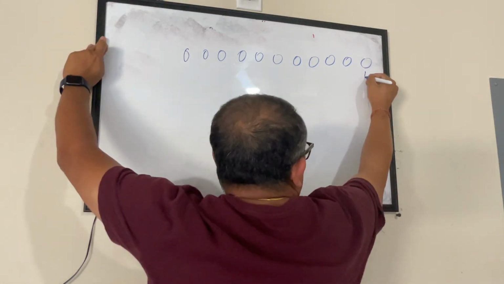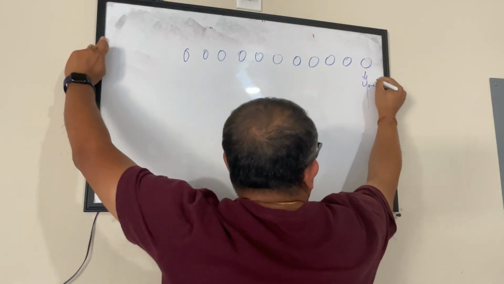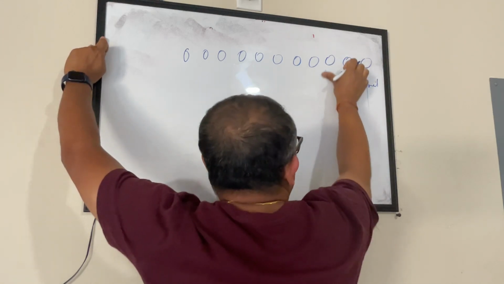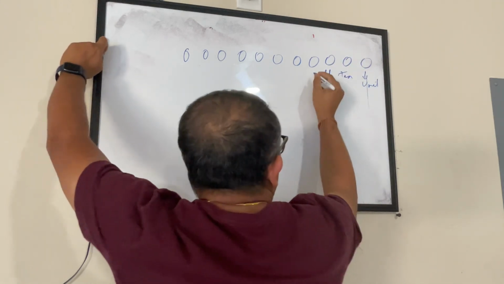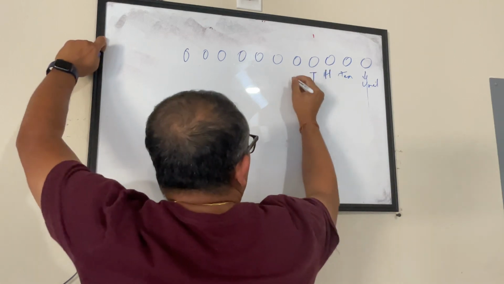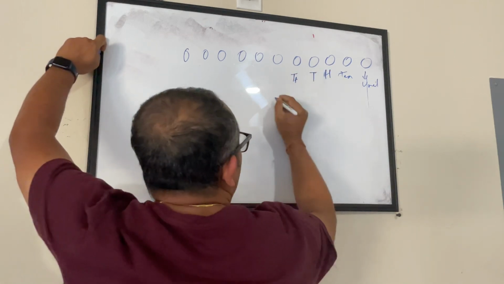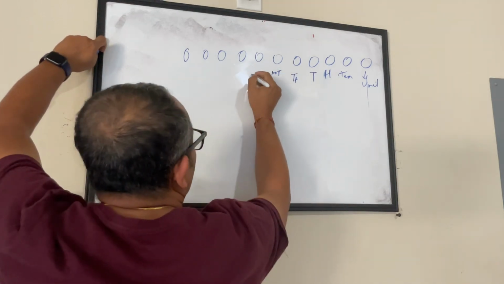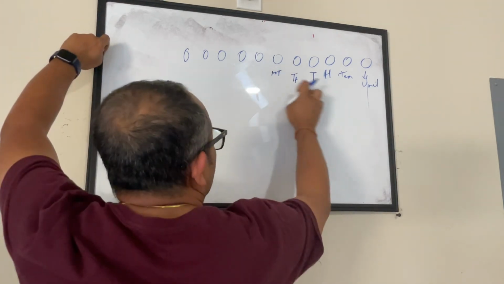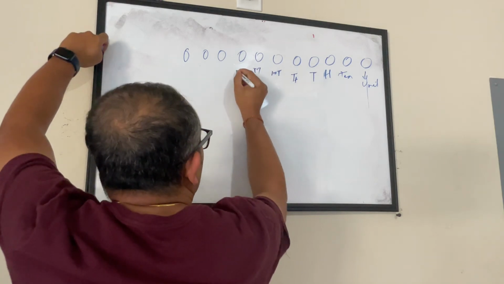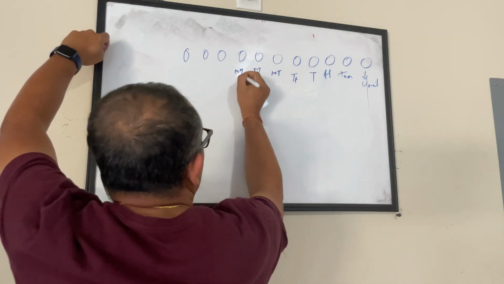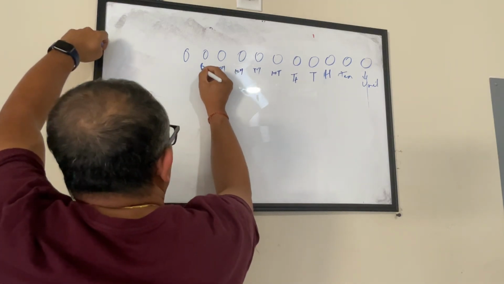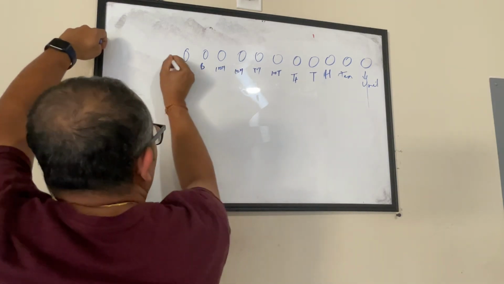This is units place. This is unit. Tens place. Hundreds place. Thousand place. 10,000 place. 100,000 place. Million place. 10 million place. 100 million place. Billion. 10 billion. And it will go on.